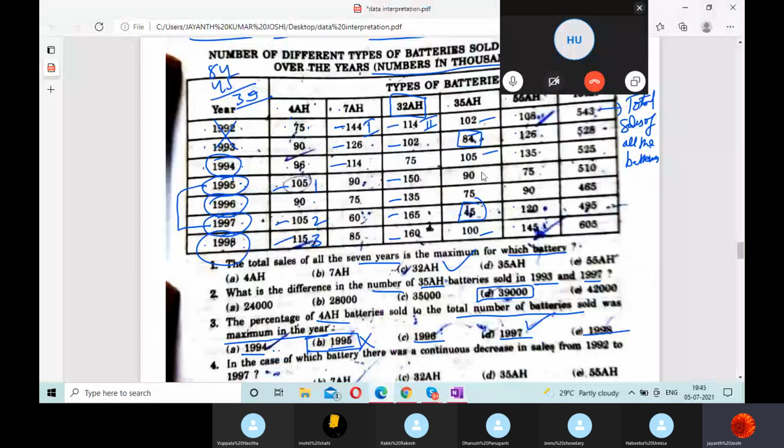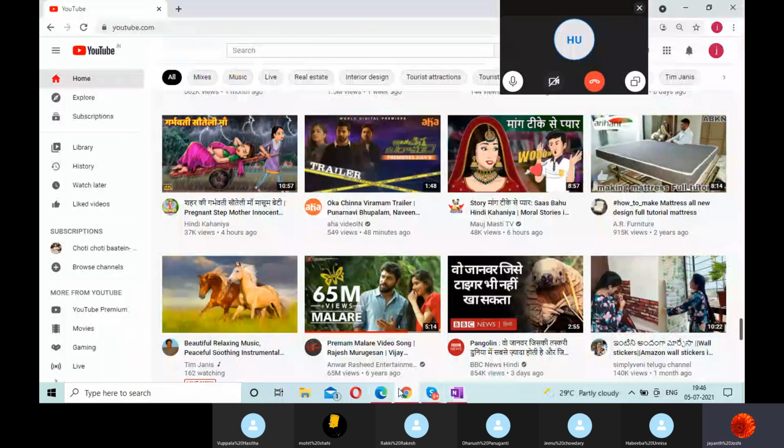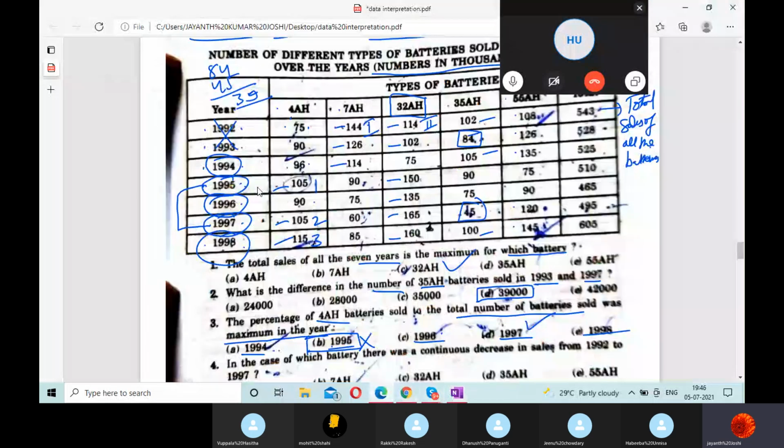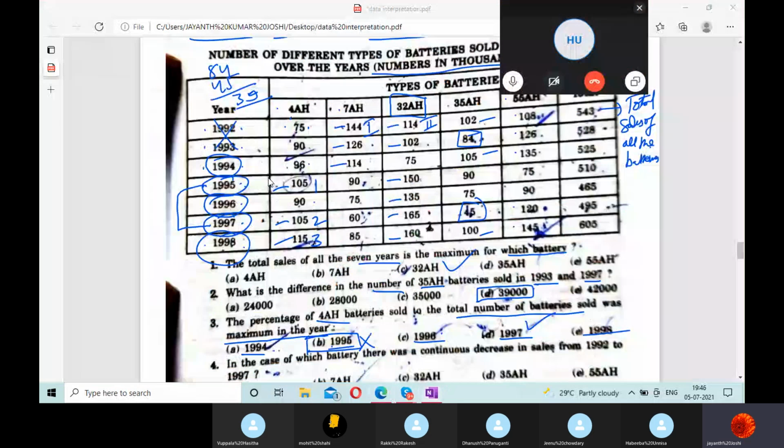96 by 525 and 90 by 465. 96 by 525 is in the year 94 and 90 by 465 is in the year 96.